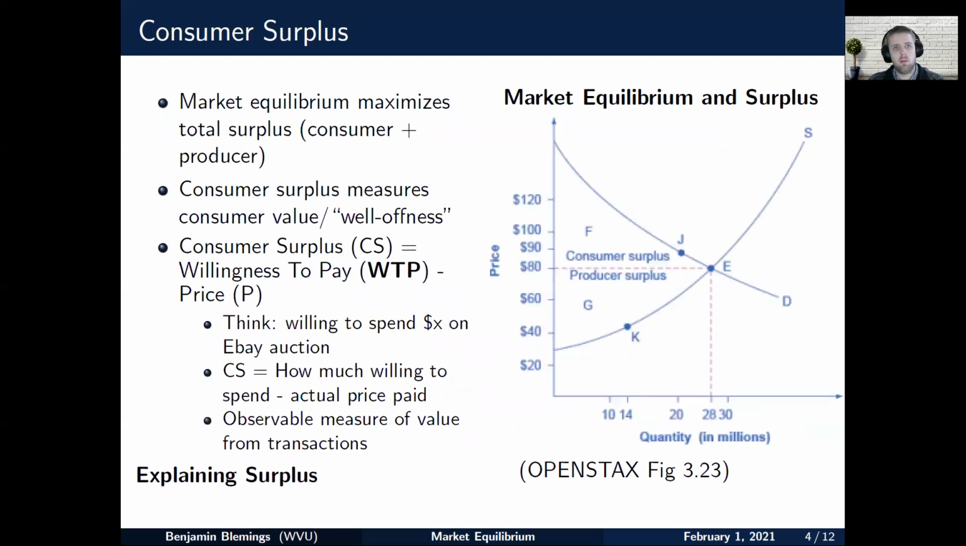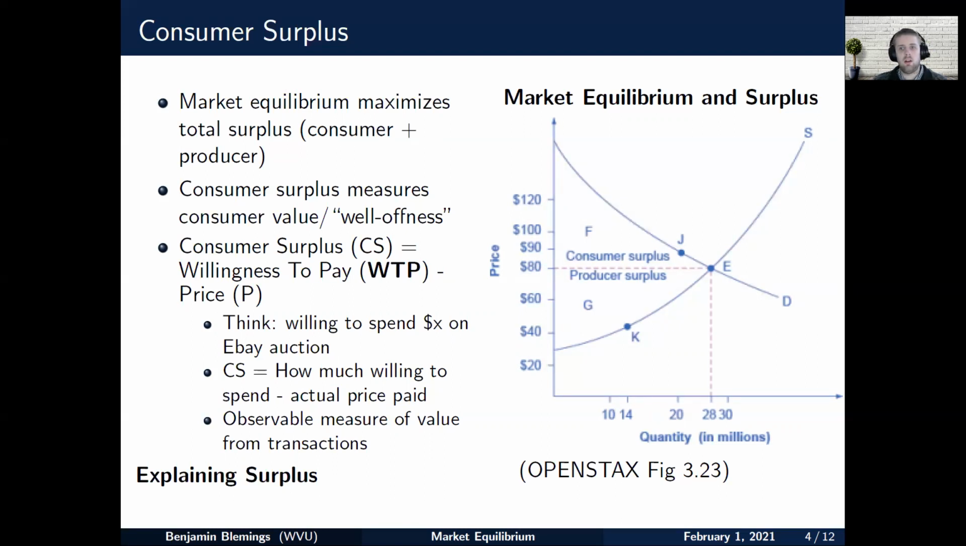And so we need to talk about consumer surplus now. We know that market equilibrium, or allowing the invisible hand to allocate goods, or everyone doing what's best for themselves, will give us this equilibrium that maximizes total surplus, which is how well off both consumers and producers are. Let's just start with consumers. Consumer surplus measures the value a consumer gets from purchasing a good, or how well off they are.